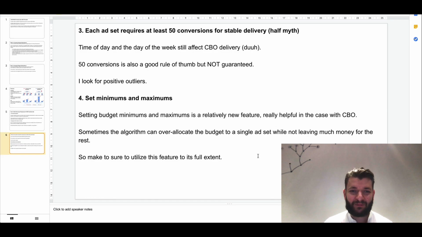Now, guys, make sure to utilize this feature to properly test different assets within the CBO.